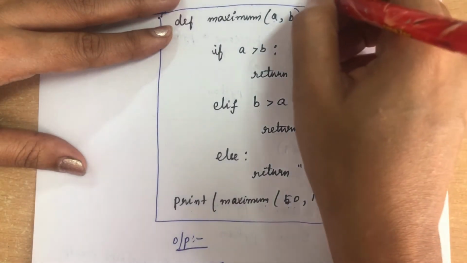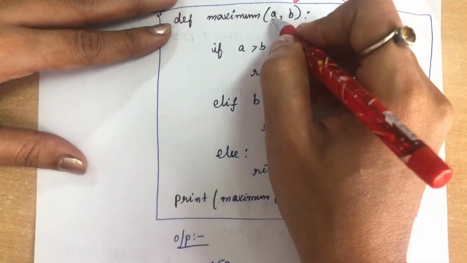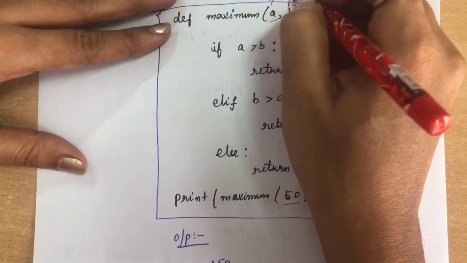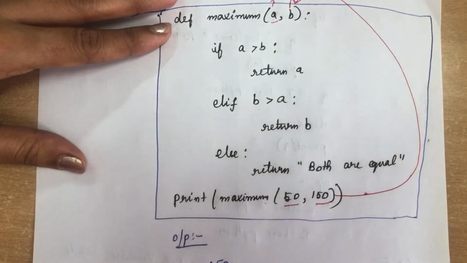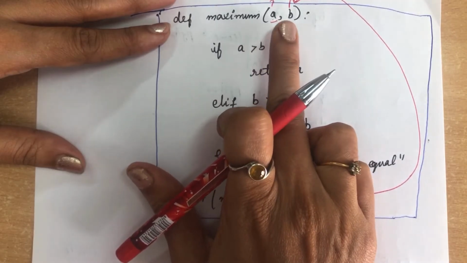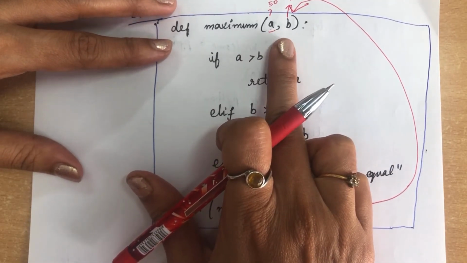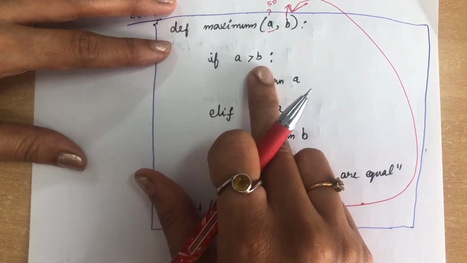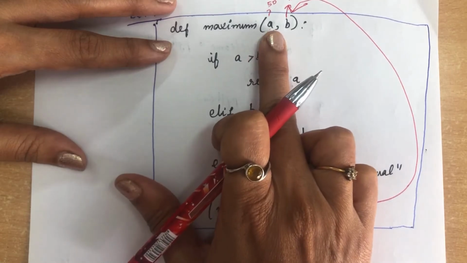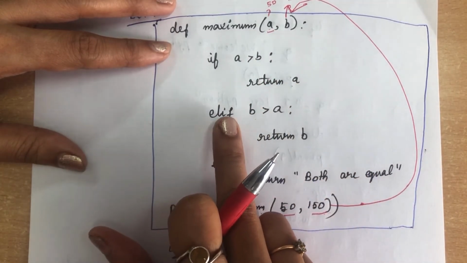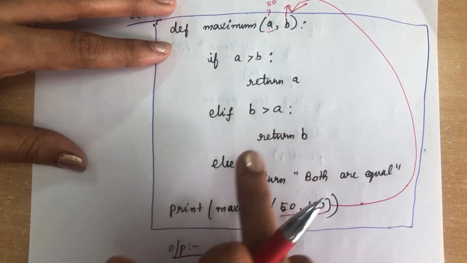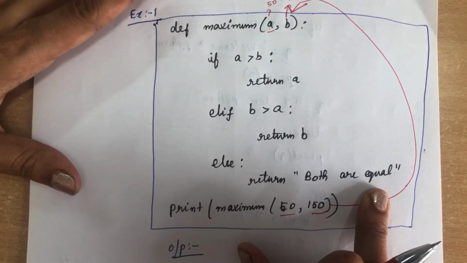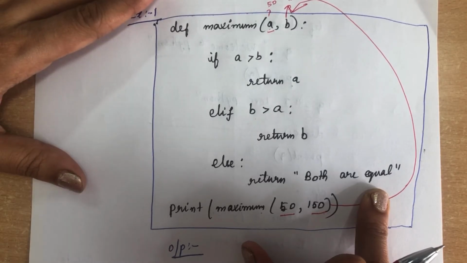So the function will be called, so here 50 will be passed, A will contain the value 50 and B will contain the value 150. So what we are going to do is compare A and B, and return the maximum value to the main program. So here if A is greater than B, colon, return A. So if A is greater, you are going to return A. Else if B is greater, you are going to return B. Else you are going to return both are equal. So this example shows how to use return statement in function.